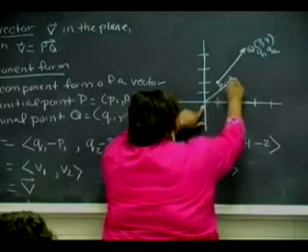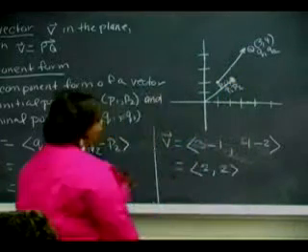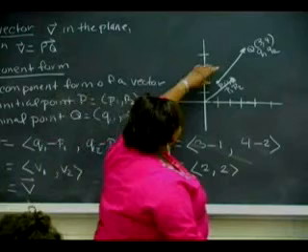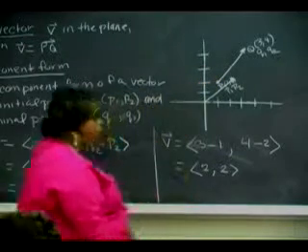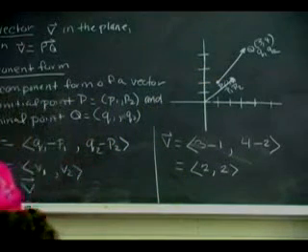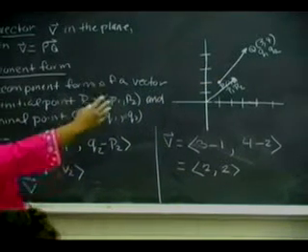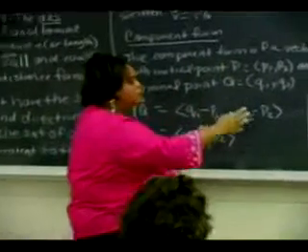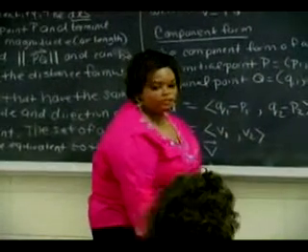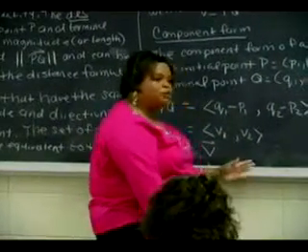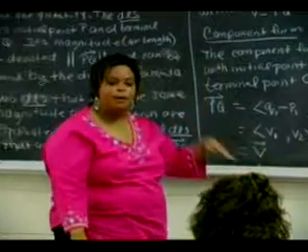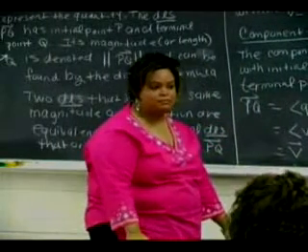This is my same vector, but what has happened? I have moved it where my initial point is now at the origin 0, 0. That's all component form is. I'm moving that vector to where my initial point is at the origin. And it's going to help me when I do operations if I have the component form of that vector. Does that make sense now?